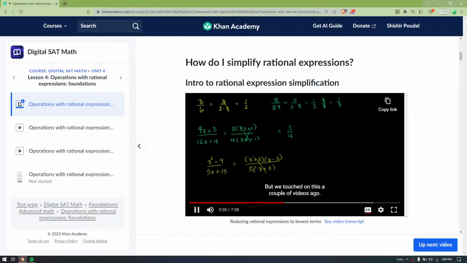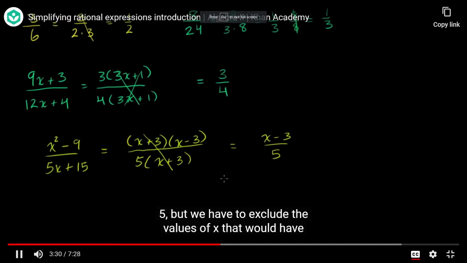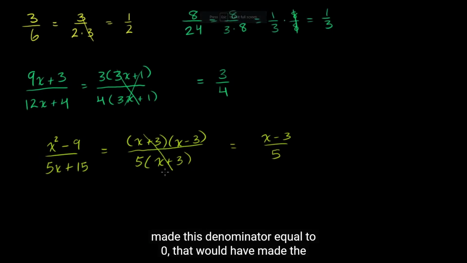I touched on this a couple of videos ago. We have to be very careful. We can't cancel them out. We can't just say that this is going to be equal to x minus 3 over 5, but we have to exclude the values of x that would have made this denominator equal to 0.